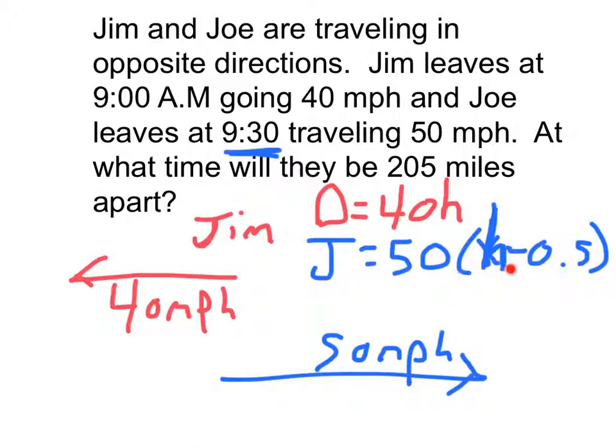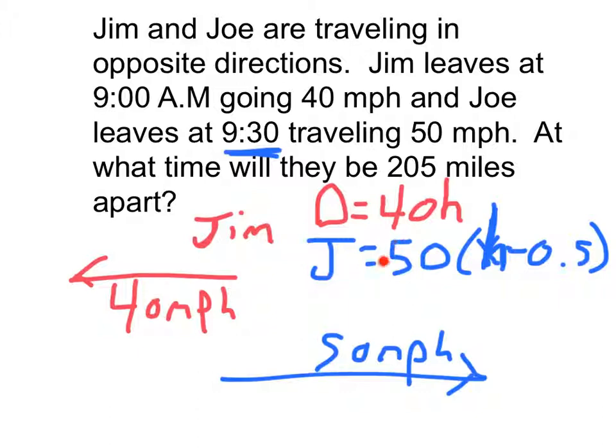Same thing with Joe, except Joe, the hours is back half an hour, because he left at 9:30. Jim left at 9 o'clock. So we have to take whatever hours Jim has traveled and subtract half an hour to get him back to where he's supposed to be. So after half an hour from 9 o'clock, Joe's gone nowhere. 0.5 minus 0.5 is 0, and 0 times 50 makes 0. But after an hour, 1 minus 0.5 gives us half an hour, and half an hour times 50, Joe's gone 25 miles.